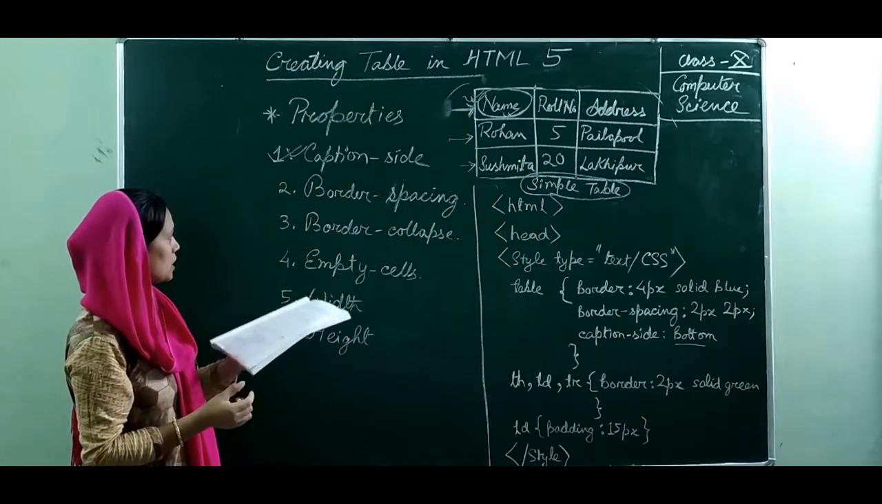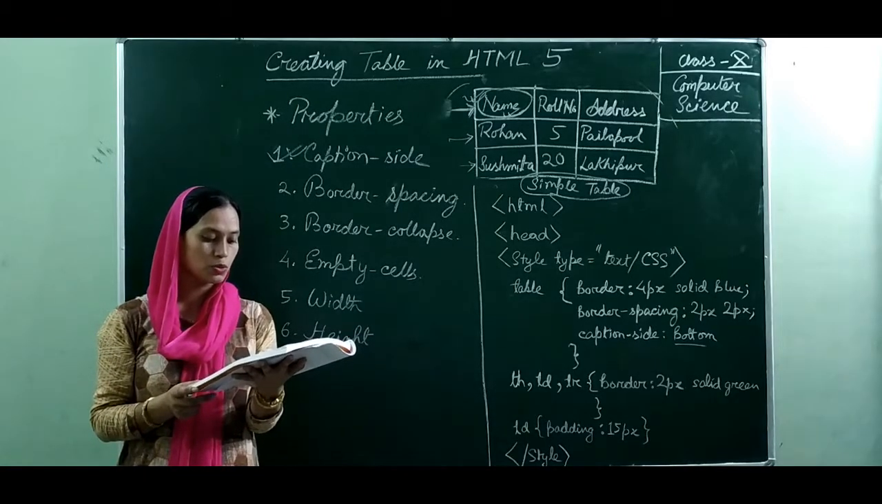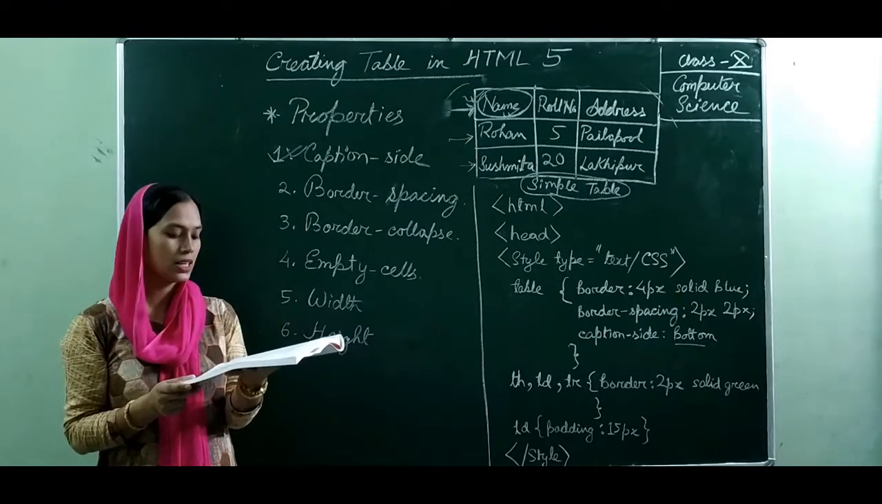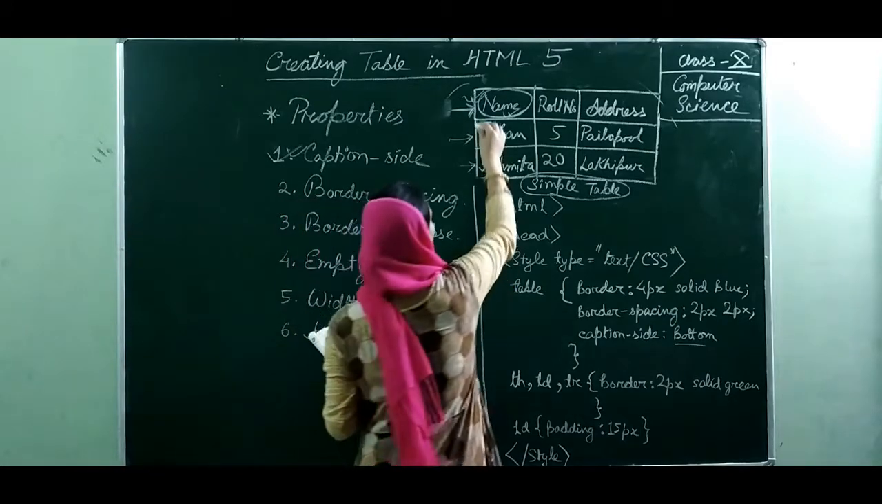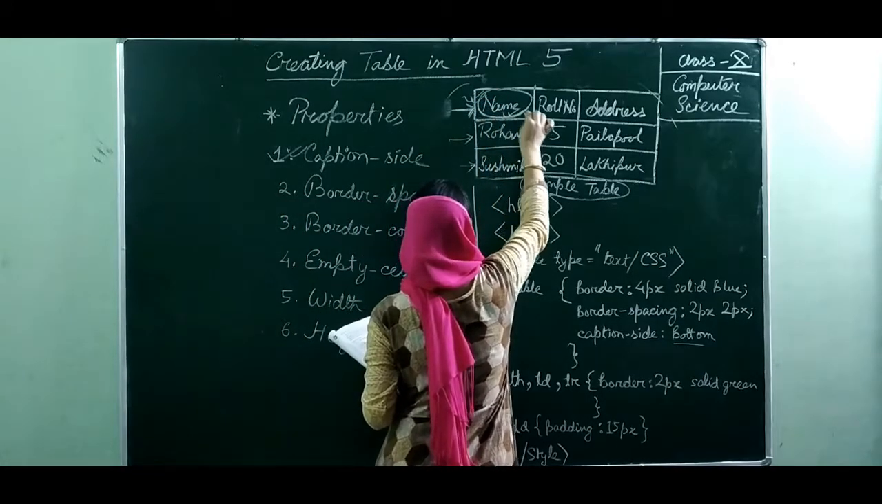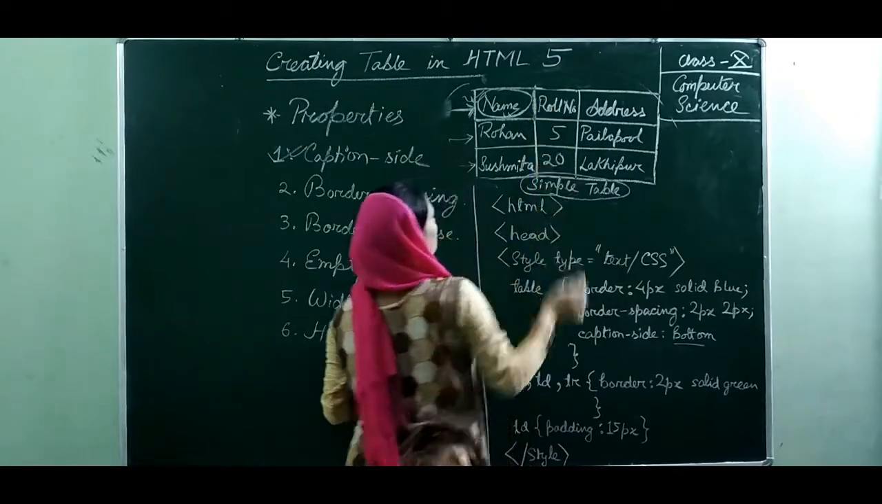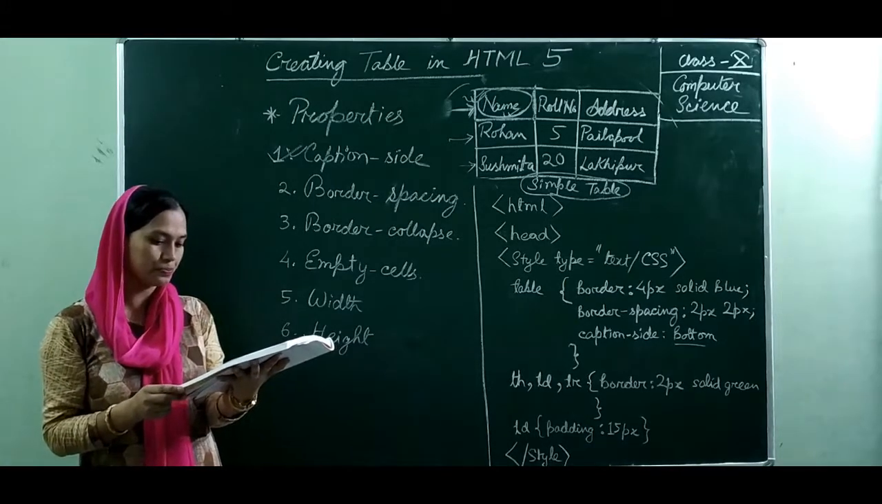The next property, border spacing. Border spacing is used to give a distance between the borders, that is the border between the adjacent cells. Like here, this border in the table, the space between these two adjacent borders is given with the help of border spacing.